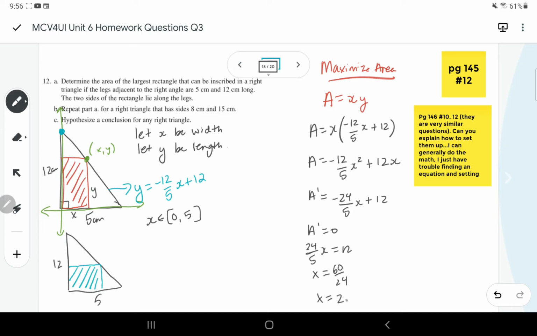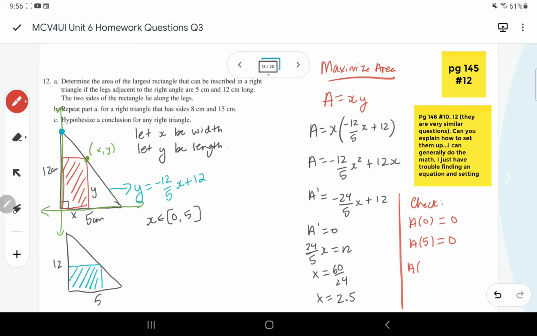So x is 2.5, which is halfway across there. So then I would check what is the area. I'm going to do this over here. I would check the area if x was 0, which is not good. That's going to be 0. And the area if x is 5, also not good.